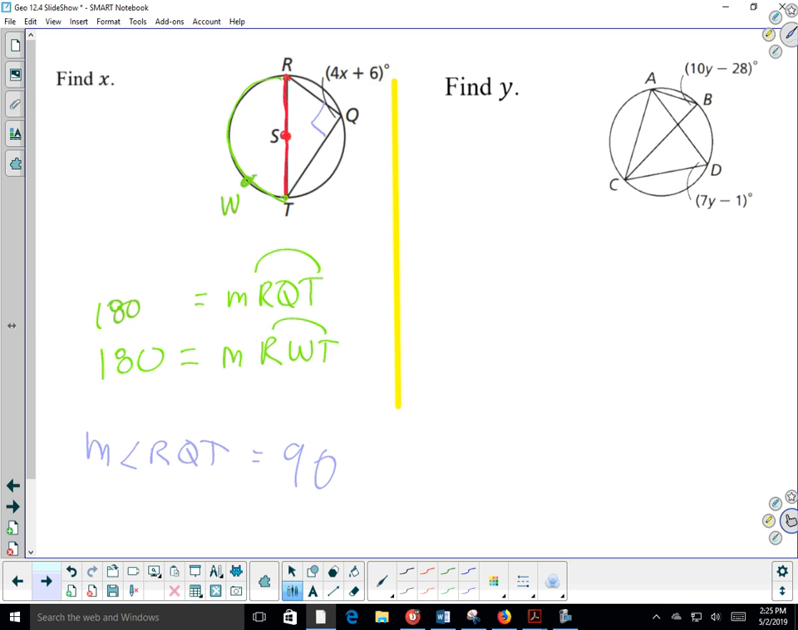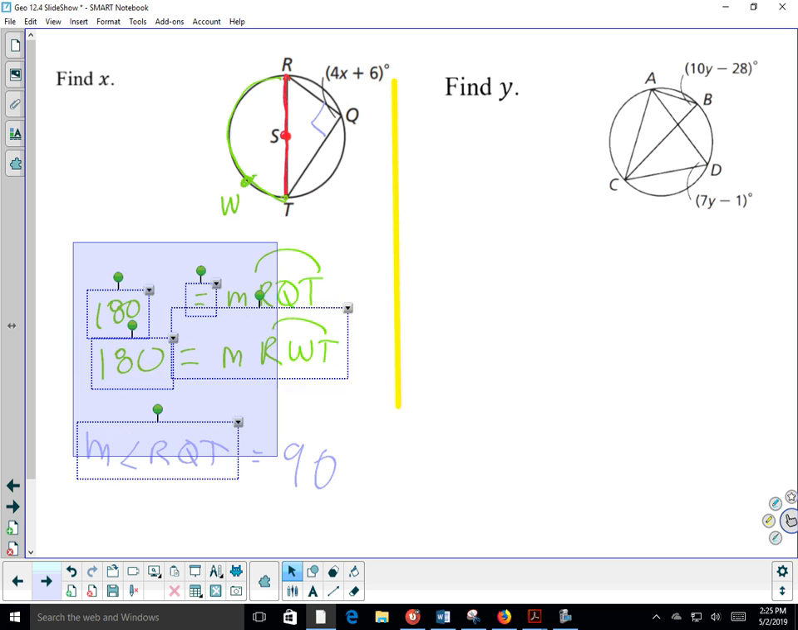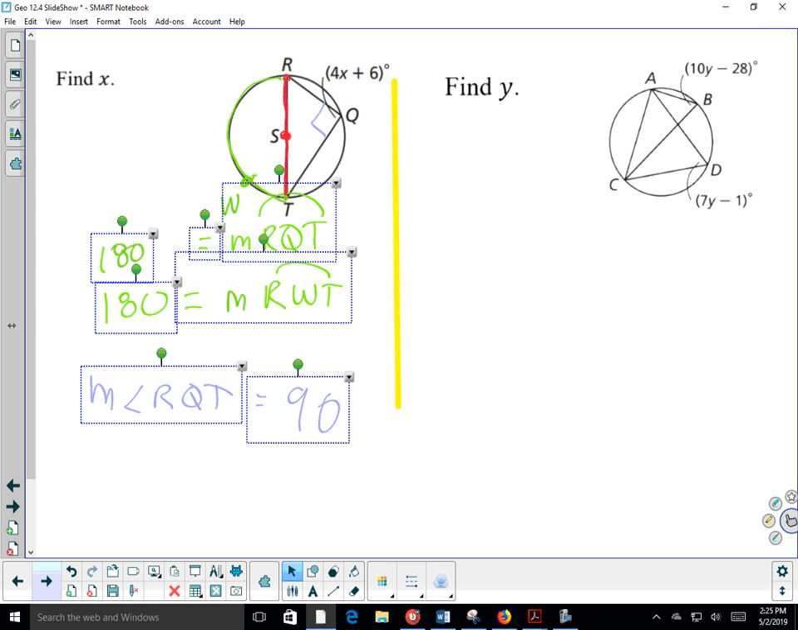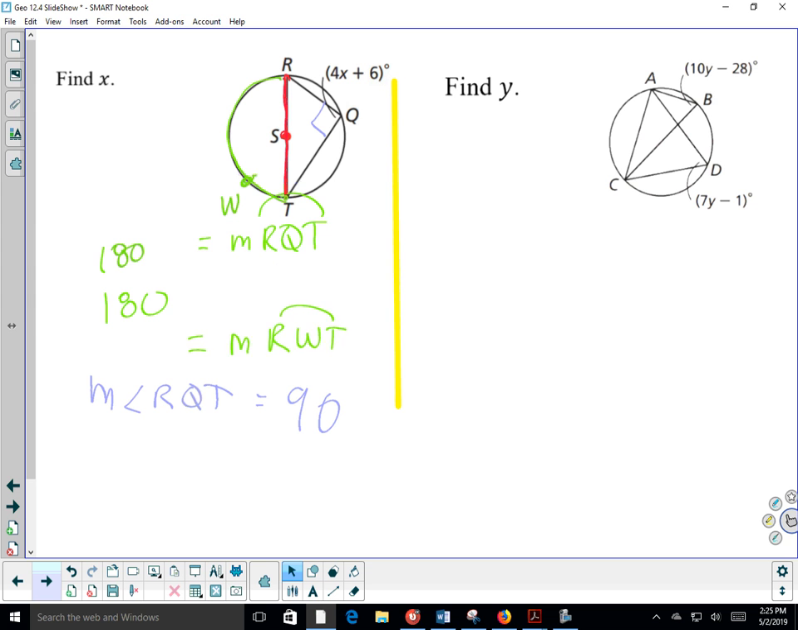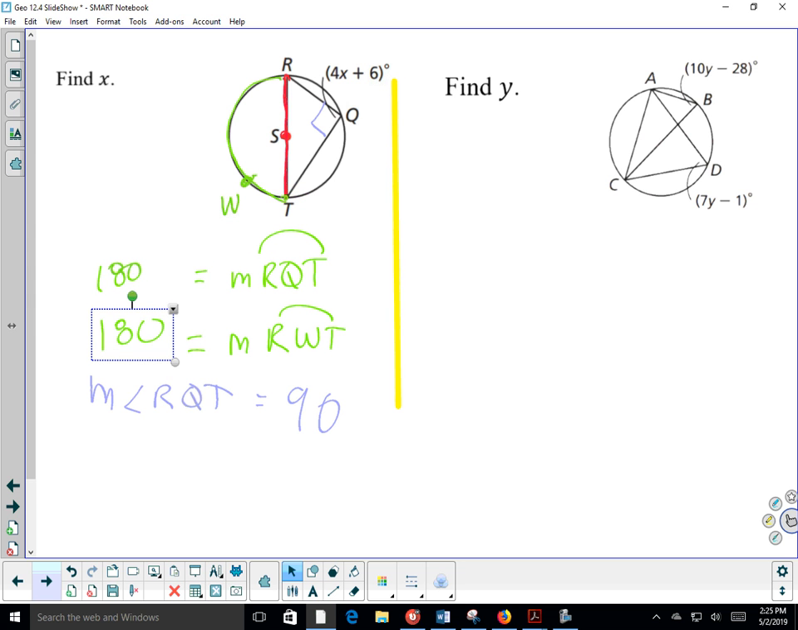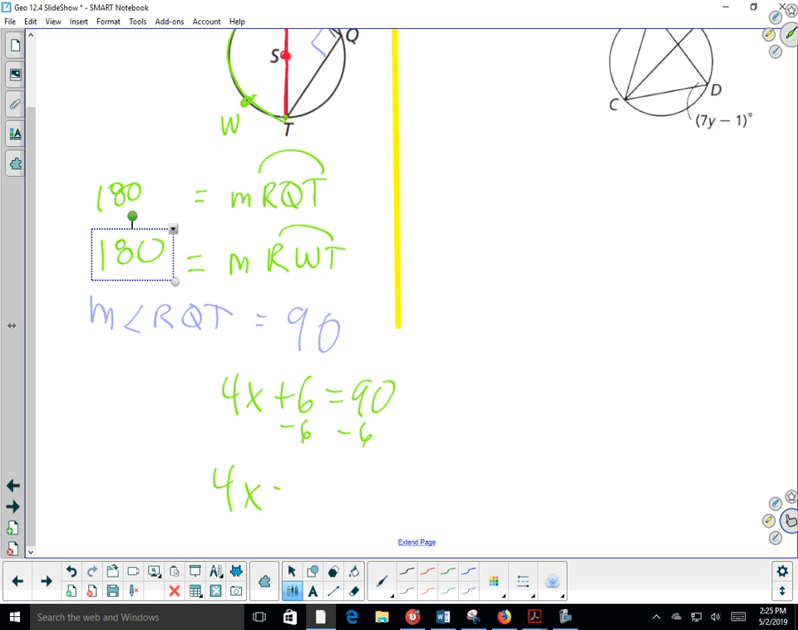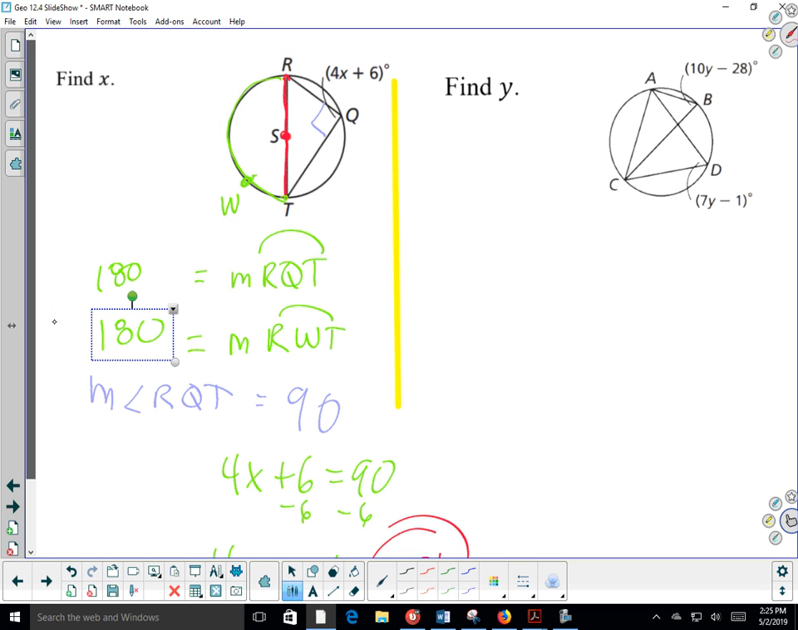All right, so now that we know it's a right angle, how are we going to solve for x, Alex? So 4x plus 6 equals 90. I'm subtracting 6 from both sides. I'm getting 4x equals 84. And dividing by 4 is 21. Are we okay with this? All right, let's take a look at this next example here. In this case, we're trying to find y.